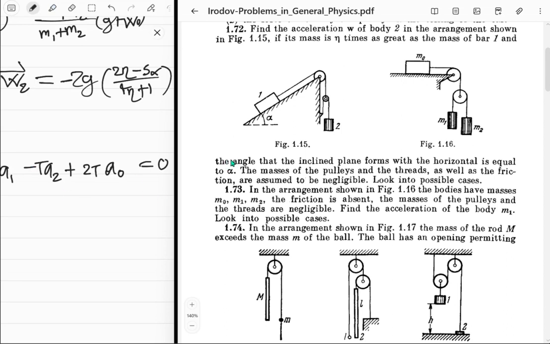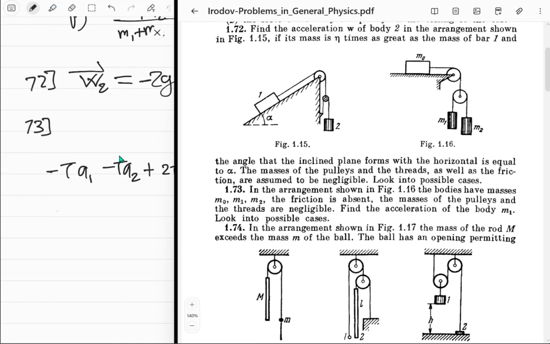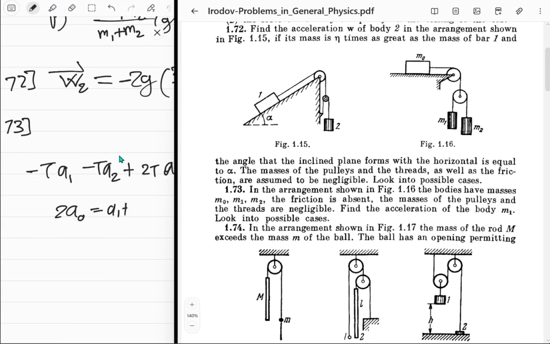In fact, from the next time, I won't even write this T over here. I'll just write the coefficients of T. So it's basically 2a0 is equal to a1 plus a2, where a1, a2 are the downward accelerations. So what's a0 going to be? Oh wait, isn't this once again the same thing? Because now you have to figure out things in terms of tension. Yeah, it's problematic.